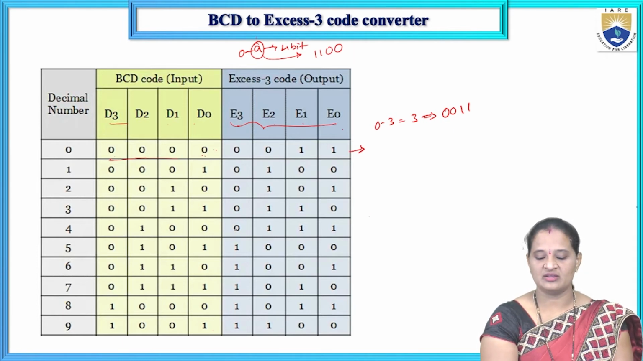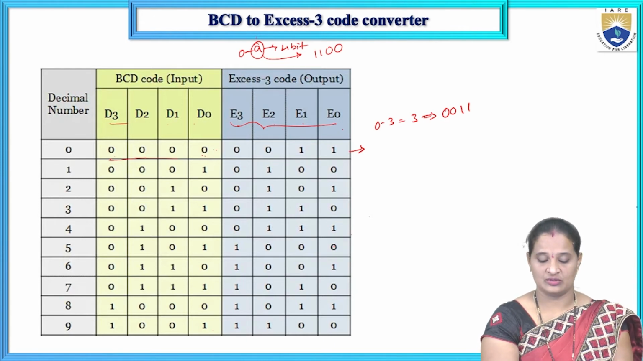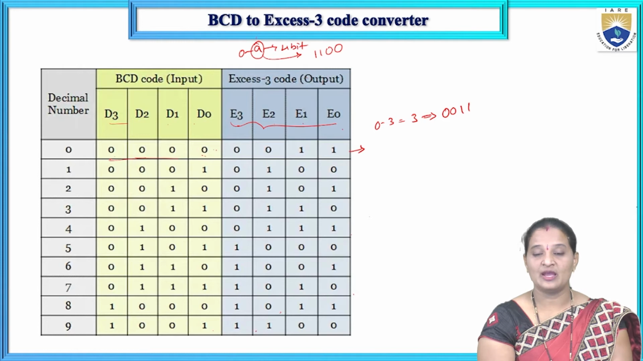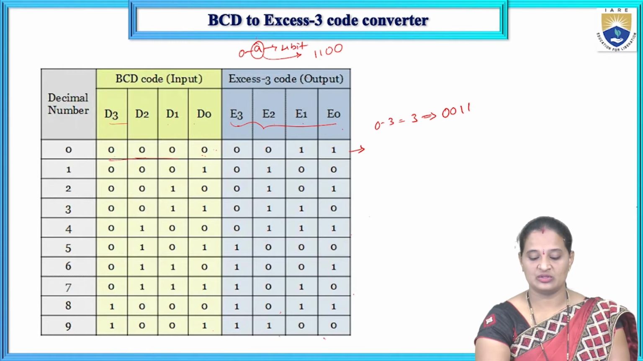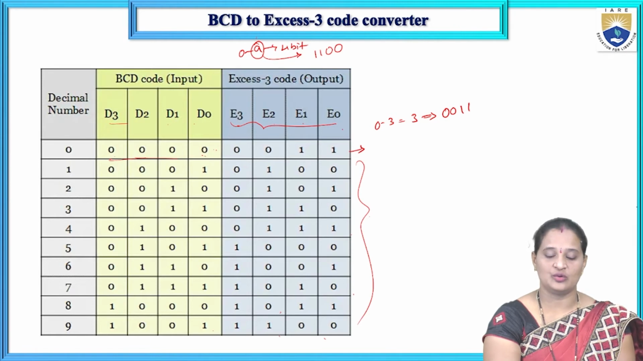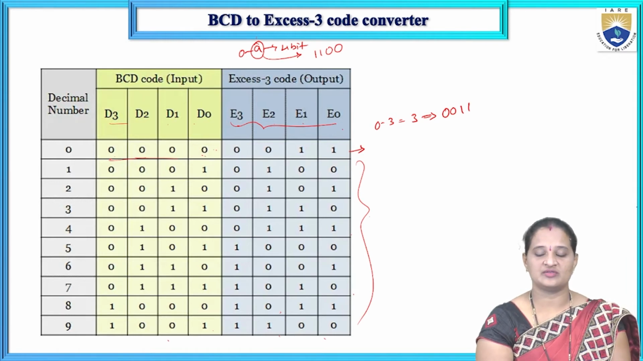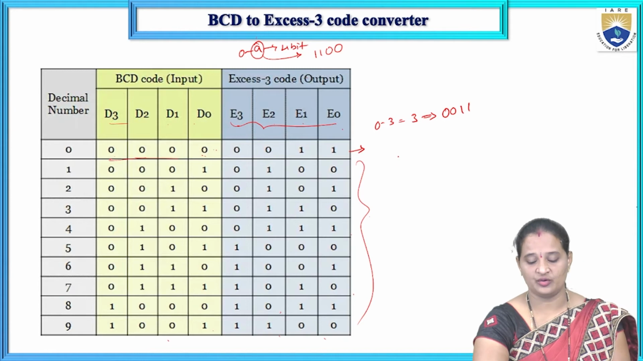4 plus 3 is 7, 0111. Next 5 plus 3 is 8, 1000. Next 6 plus 3 is 9, 1001. 7 plus 3 is 10, 1010. 8 plus 3 is 11, 1011. 9 plus 3 is 12, 1100. So these are the respective Xs3 codes for the BCD codes 0 to 9. Now what should I do? I want to derive the simplified Boolean expressions for E3, E2, E1, E0.